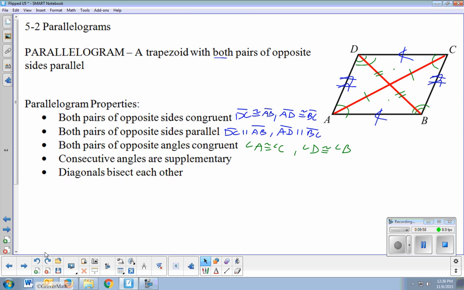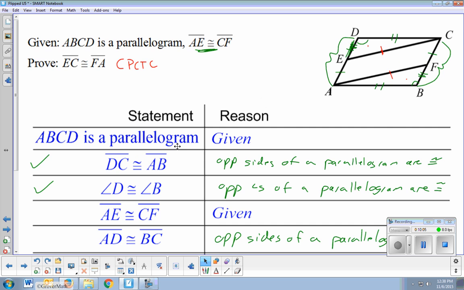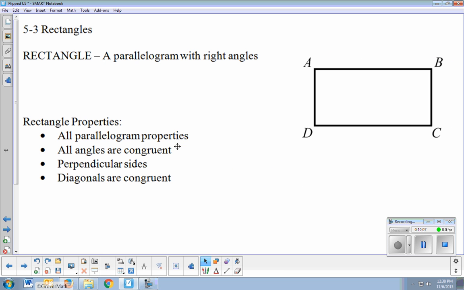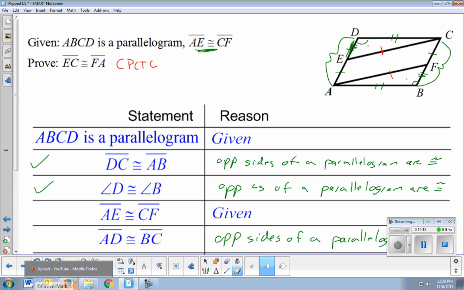So that's your parallelogram. You've got to know all of these properties and be ready to use all of them at any given proof. And what we'll take a look at in the next video is the rectangle, which is a parallelogram, but it's got some special properties of its own. All right, see ya.